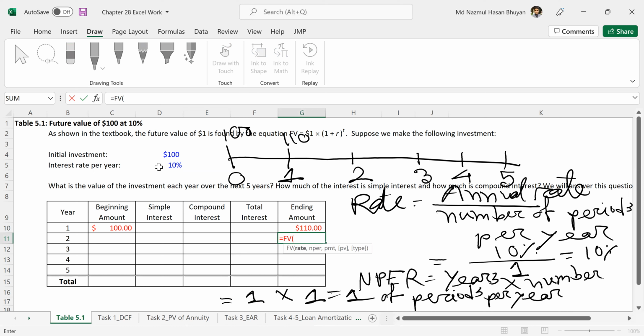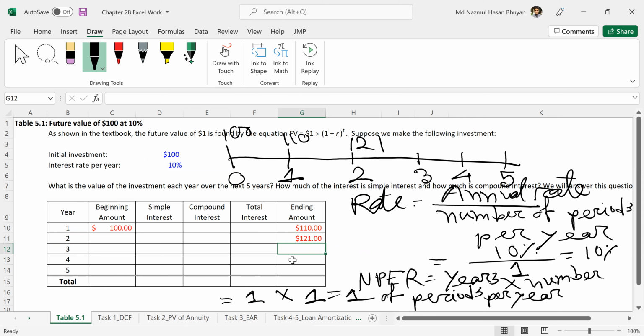So rate 10%. Then total number of time periods is 2. You don't have any PMT. Then your PV as usual, negative $100. Close the bracket. You got your future value. So your future value at the end of year number 2 is $121.